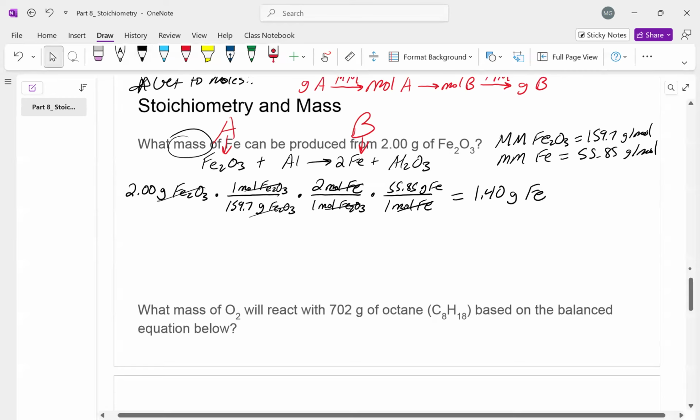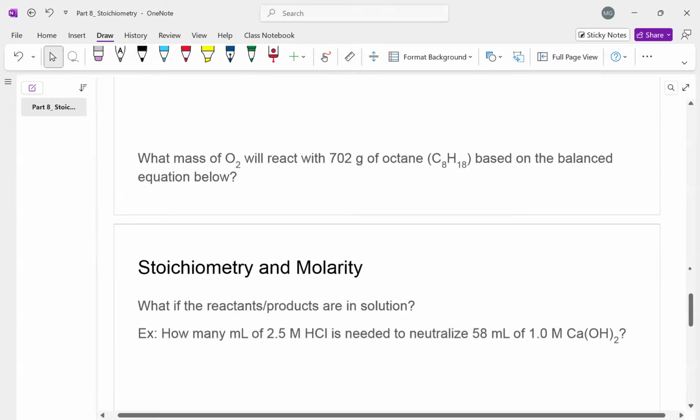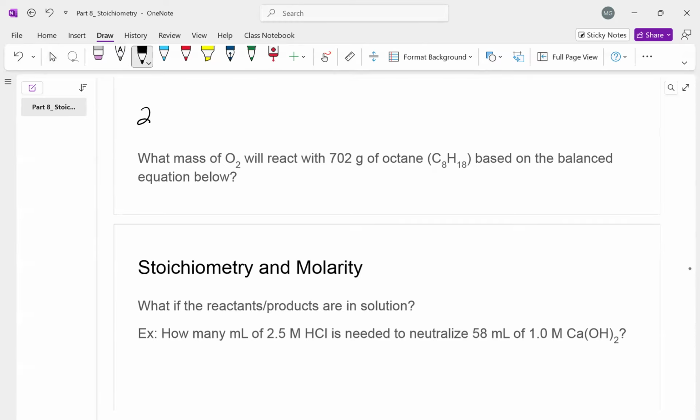All right, let's look at one more. So what mass of oxygen will react with octane based on the balanced equation? I'm going to write it up here because I'm out of space. But here's the balanced equation for this. We're going to take octane and we're going to burn it in the presence of oxygen. Remember, we talked about combustion reactions in our previous unit. And that's going to produce carbon dioxide and water.